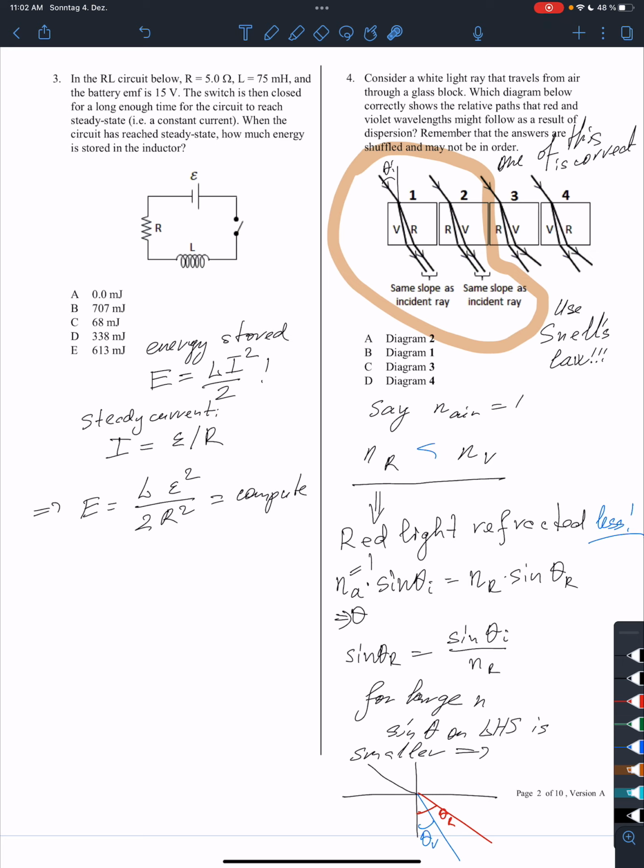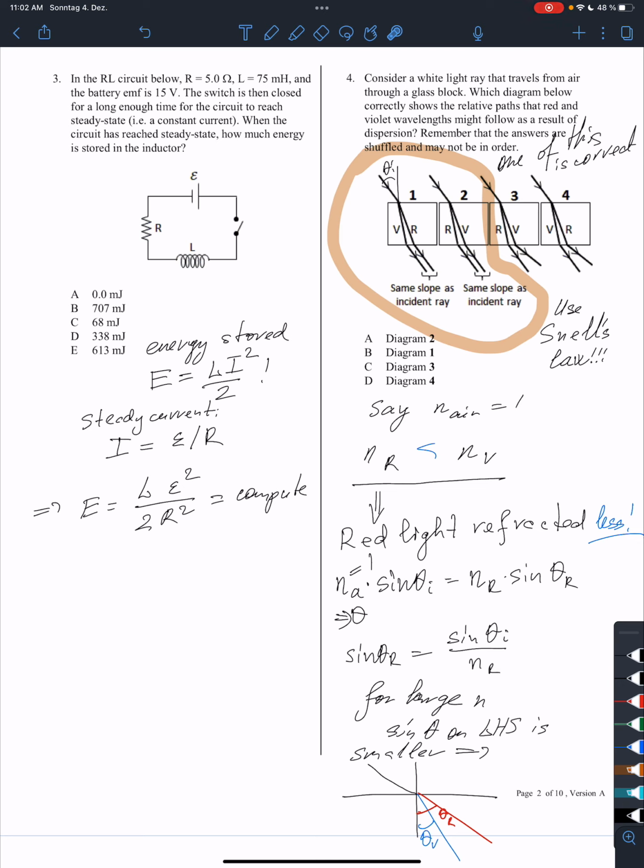And then we have to remember that the energy stored in the inductor is given by the inductance times the current squared divided by 2. Okay, and then we just substitute what we found about the current and compute. Everything is given. L is given over here. Remember that we have to write this in the SI units. Okay, so epsilon is given over here, and R is here.